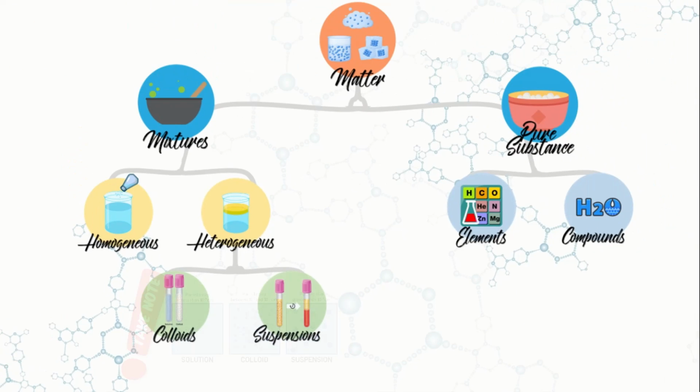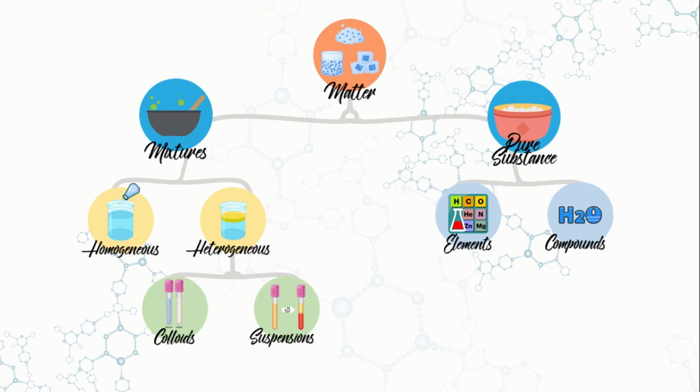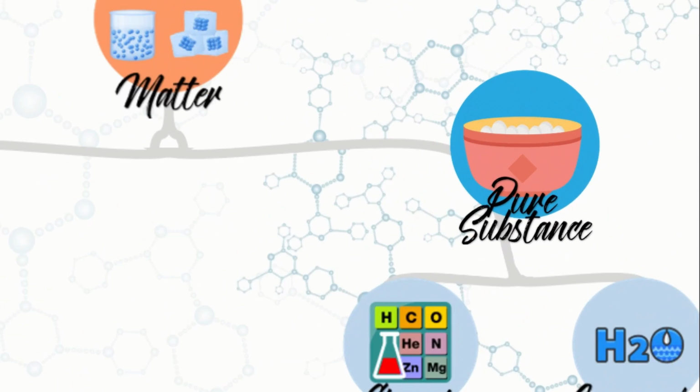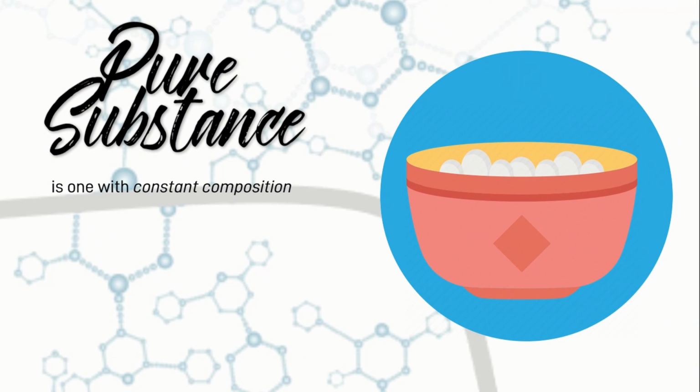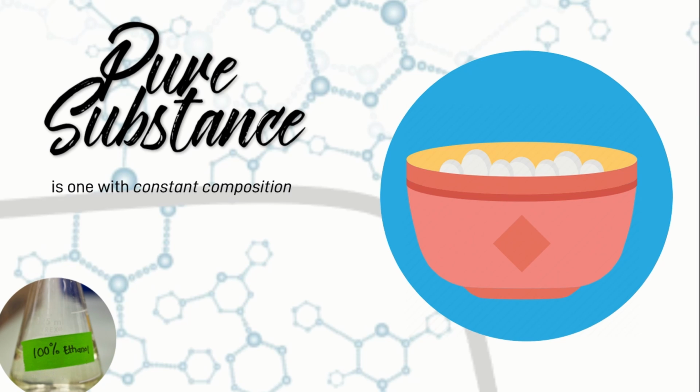Now that we know the first classification of matter, which is mixture, let us now proceed on discussing pure substances. When you say pure substances, it is one with constant composition. Let us take these as examples of pure substances. 100% ethanol. It is different from the ethanol that you have as a rubbing alcohol. 100% ethanol is different from your rubbing alcohol.